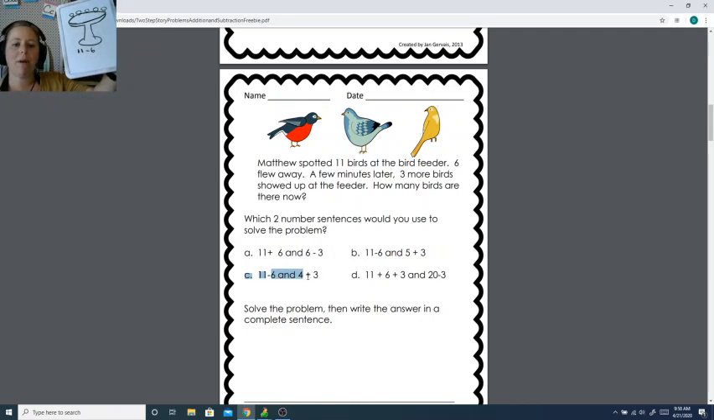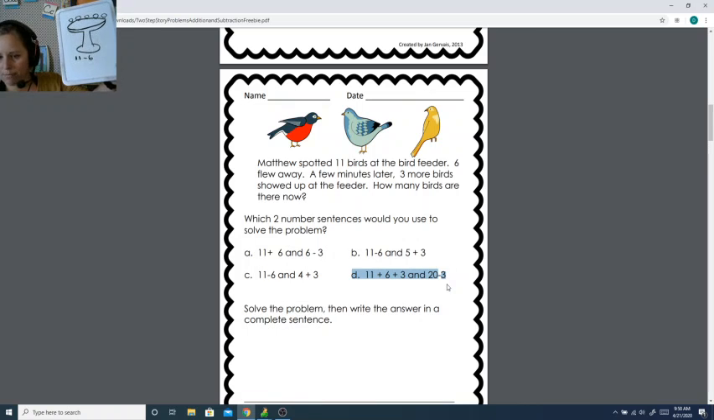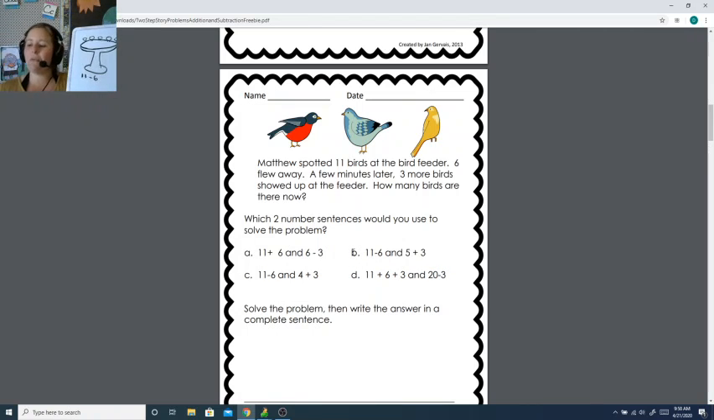C, 11 minus 6 and 4 plus 3. So it could also be C. D, 11 plus 6 plus 3 and 20 minus 3. So we know the first problem is not 11 plus 6 plus 3. So we have narrowed it down between B and C. And by the way, whenever you're doing work, if there's a multiple choice and you can narrow it down by a few, it helps so much. So please try to do that. Okay? So we know our first problem is 11 minus 6.